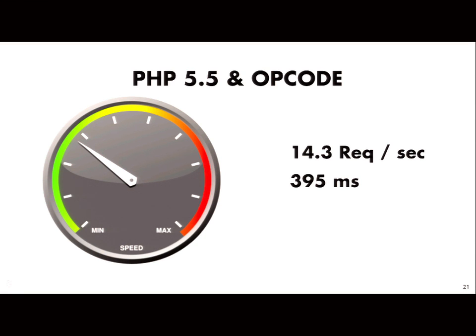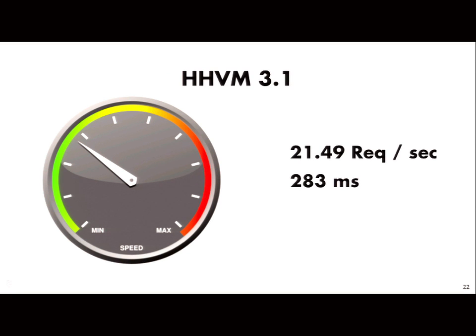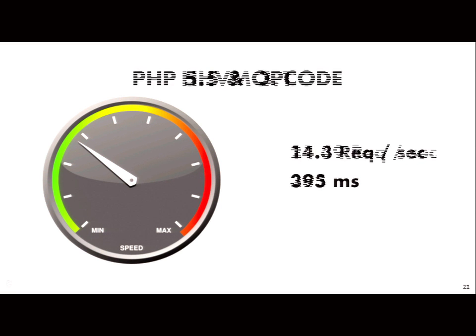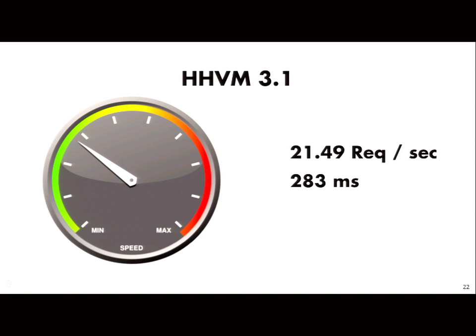The last test that we did was Facebook's HipHop Virtual Machine version 3.1, which is kind of badass. We got 21.49 requests per second in a sustained test, and our average response time per request was down another 100 milliseconds. So this is, if we go back, almost twice as fast as the current 5.3 state of the art. They had this in 3.0, but 3.1 has some other bug fixes. This is more or less, as far as we can tell, ready to run Drupal core out of the box.